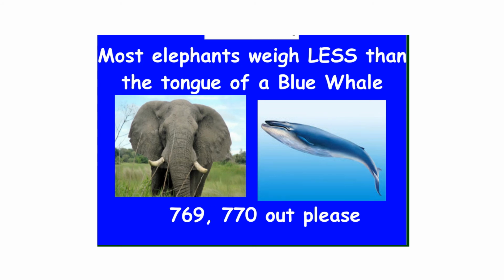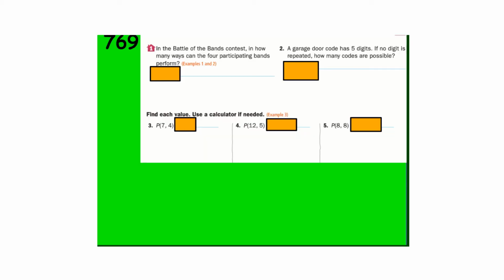Right, lesson 9-7. This is the last section for the 7th grade math book. Turning to page 769. I'll put your answers up there. I'm going to explain number 2.